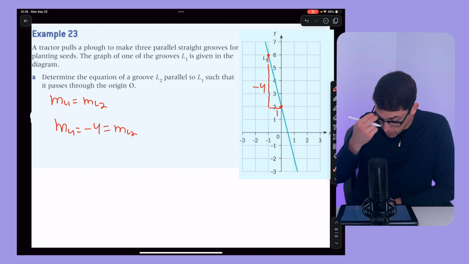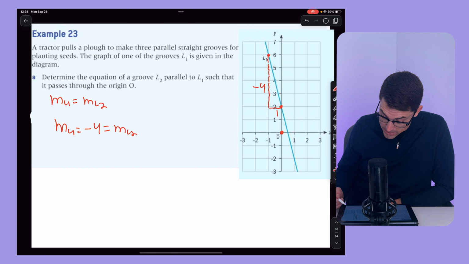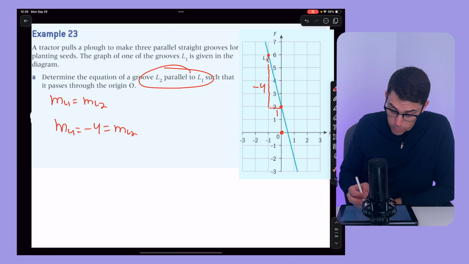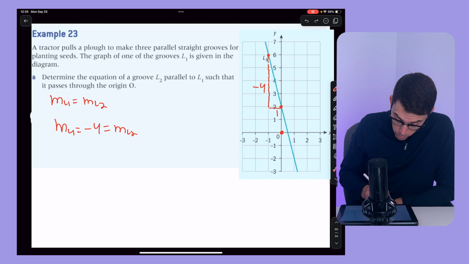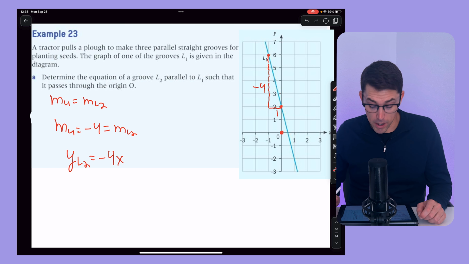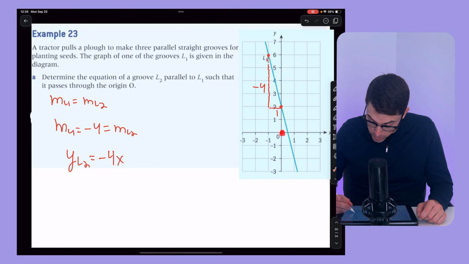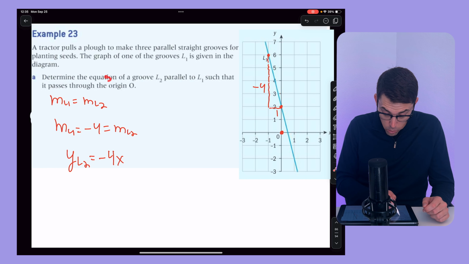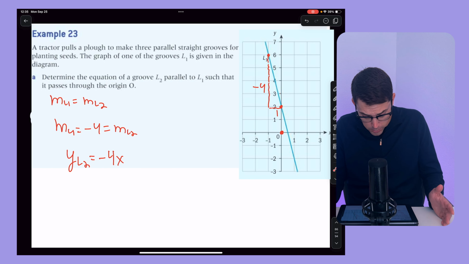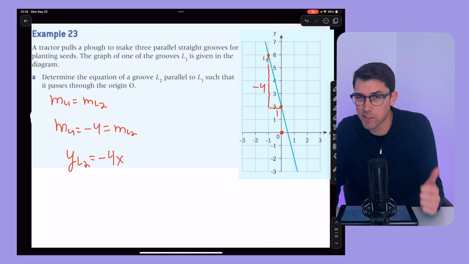So since I know my slope for L2 and I know my y-intercept is 0, because I want this to be parallel to L1 and I want to pass through the origin, that means that the equation for this line, y of L2, is going to be equal to negative 4x, and then that is it. Just negative 4x. Because again, my y-intercept is going to be 0 because it's passing through the origin, and it has to have the same exact slope as L1, which I determined to be negative 4. So as long as you got y of L2 is equal to negative 4x, you're in good shape.